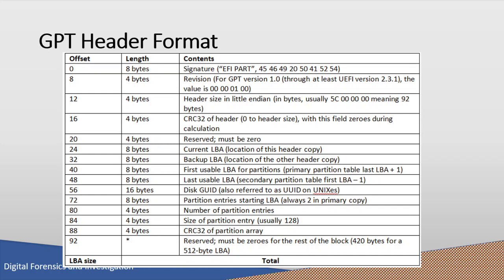This table shows the GPT header format. So the GPT header, which has a standard size of 92 or 512 bytes, contains the information shown in this table. For example, the first 8 bytes represent the signature, the next 4 bytes represent the revision, the next 4 bytes represent the header size in the Little Endian format, and so on.